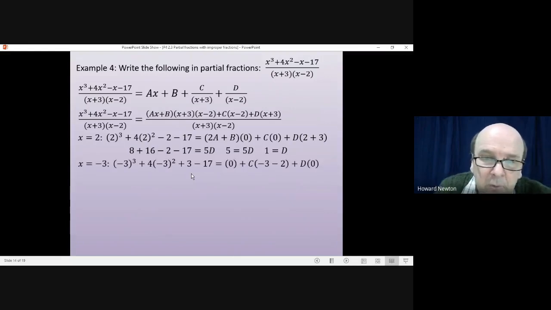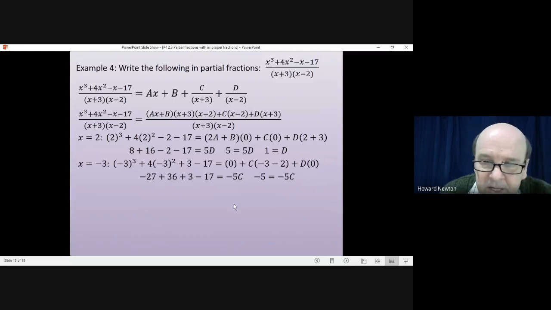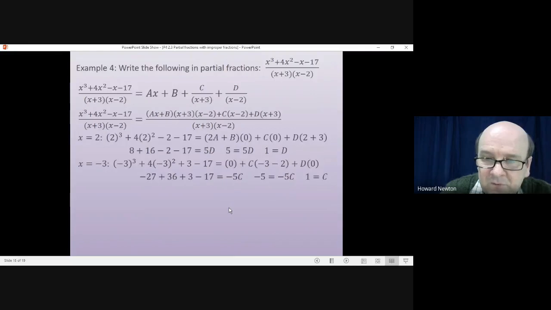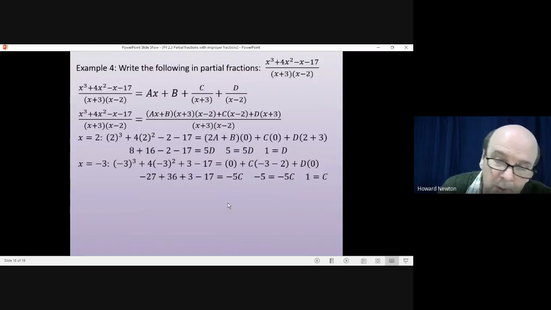If I let x equal minus 3, then on the left-hand side, the numerator becomes this. On the right-hand side, all of these brackets become this. And again, the term in a and b vanishes. The term in d vanishes. I'm just left with the term in c, which gives me all of this is equal to minus 5c, which means minus 5 is equal to minus 5c, which gives me c is equal to 1.